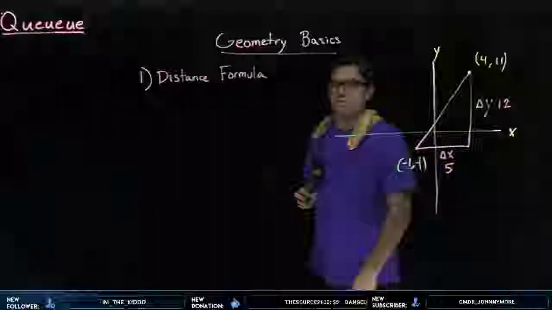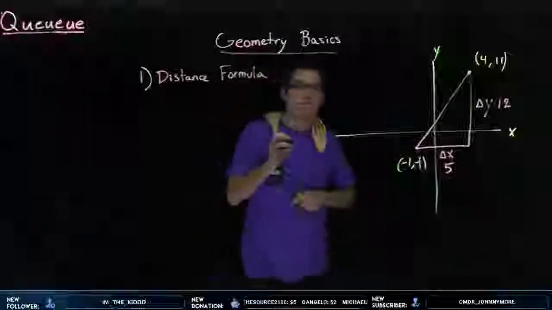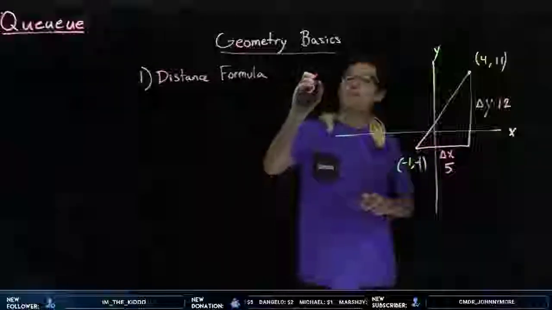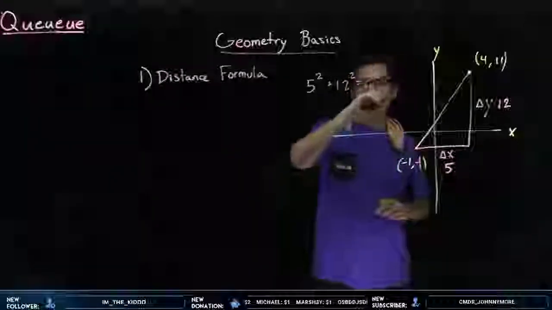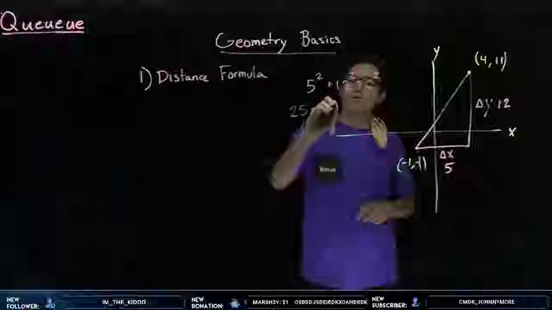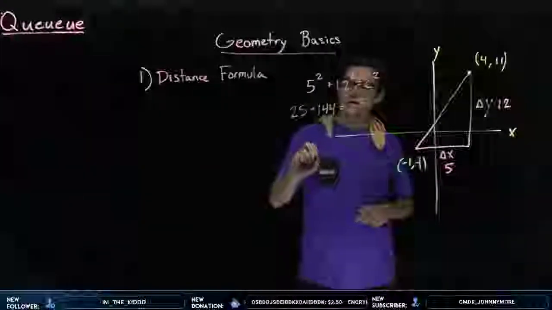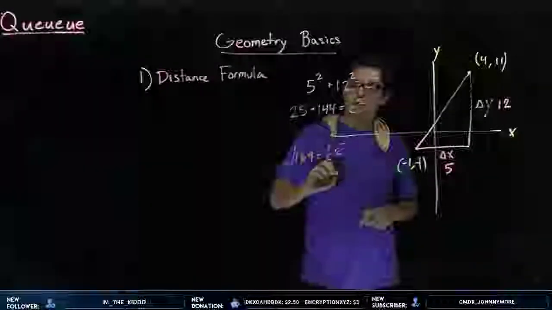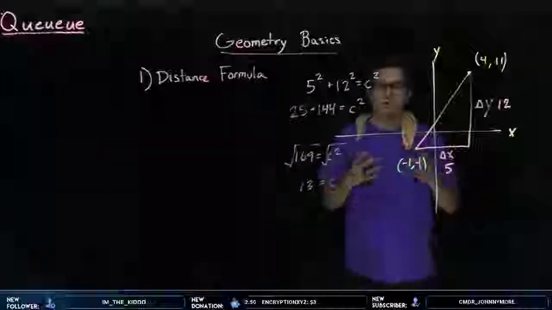You might know this from your Pythagorean triplet knowledge, and if you don't, you've got the Pythagorean theorem. a squared plus b squared is c squared, where a and b are the legs. So we have 5 squared plus 12 squared is equal to c squared. That's 25 plus 144 is equal to c squared. So 169 is equal to c squared. Take the square root of both sides, and you get c is equal to 13. Incidentally, there is a Pythagorean triplet here.